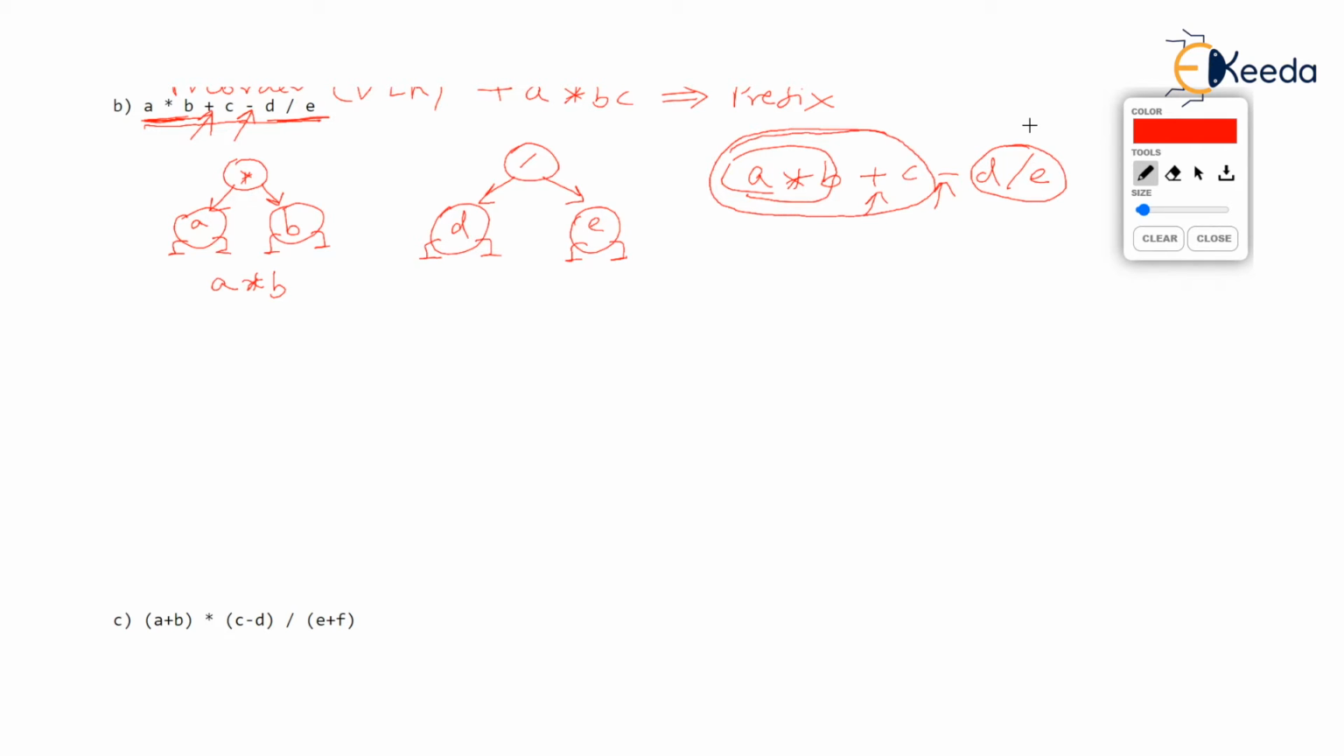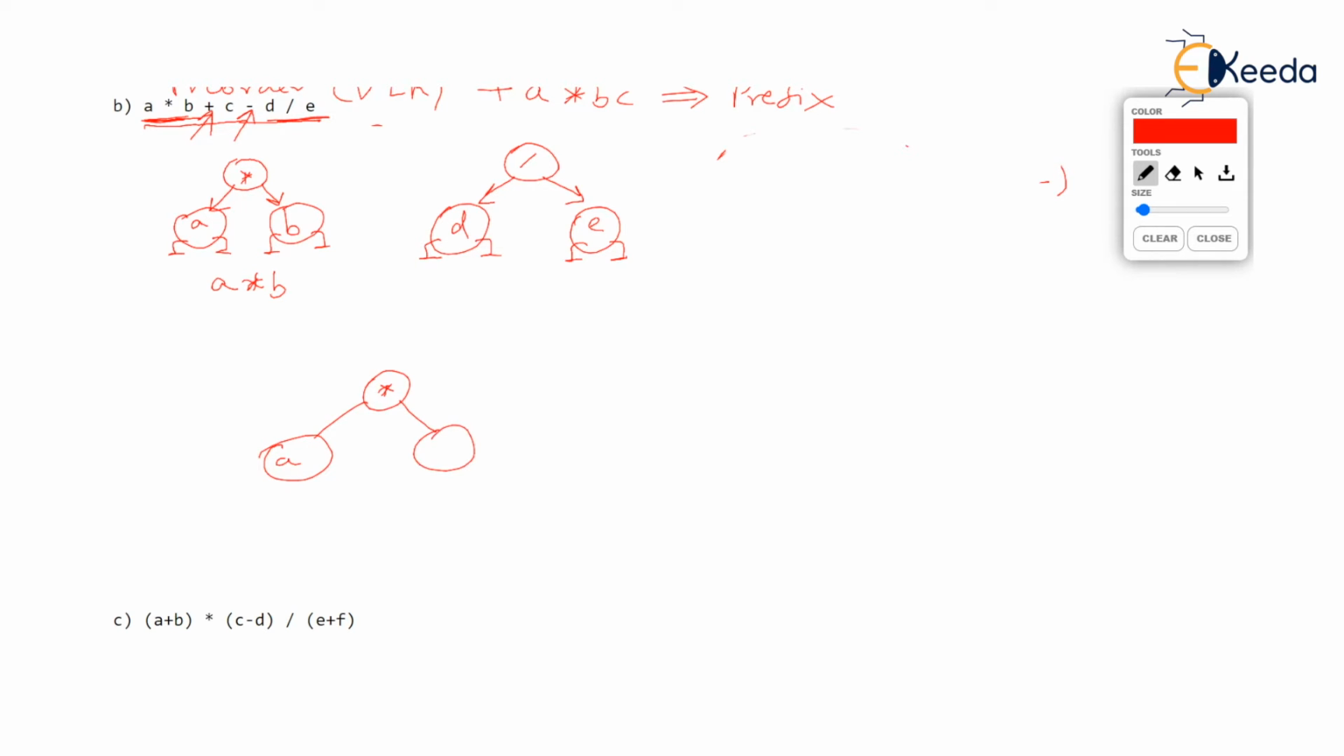Otherwise, you will directly make an add node and you will attach it to the left and right. This will be so wrong. This will be wrong because then A into B will be added with D upon E, which is wrong. A into B should be added with C, isn't it? I hope you are understanding. So what is going to be the result now? What we will get? Let's see. This is A into B, isn't it? We already done this. This has to be added with C.